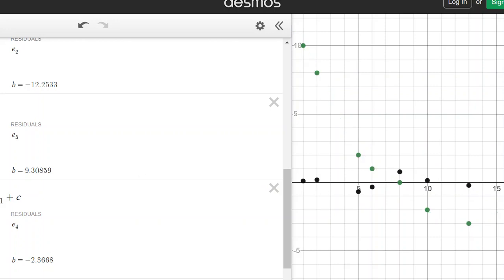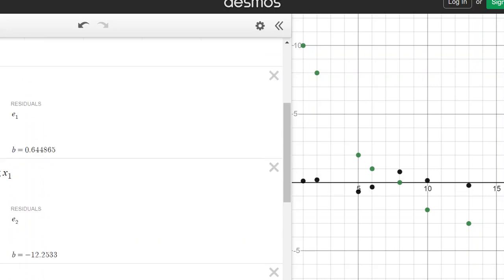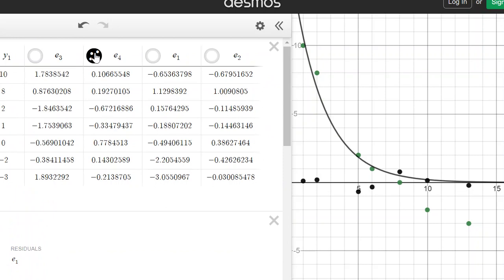Now I want you to watch what happens when I start looking at, say, for instance, the exponential curve. And that is E1.